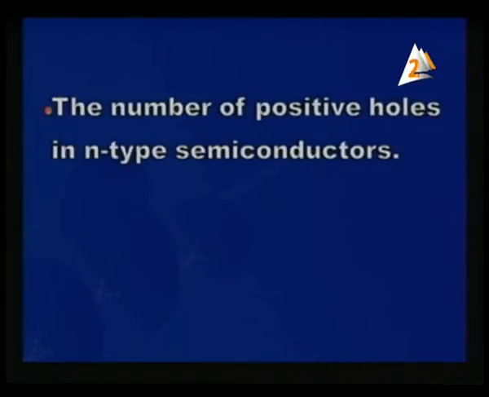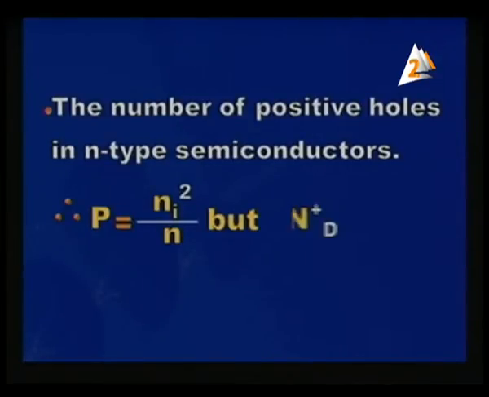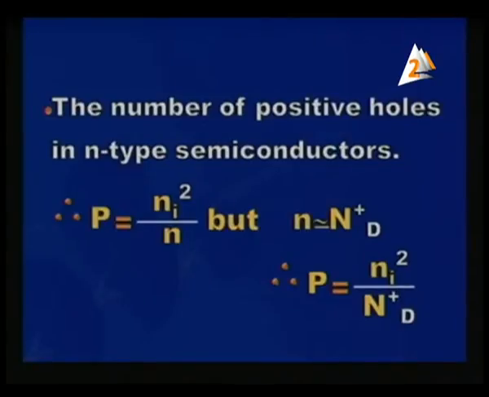The number of positive holes in the n-type semiconductors. Relation that gives the number of positive holes in the n-type semiconductor: P equals Ni squared over N. N is roughly equal to the number of positive donors. So we can say P is equal to Ni squared over N positive D.